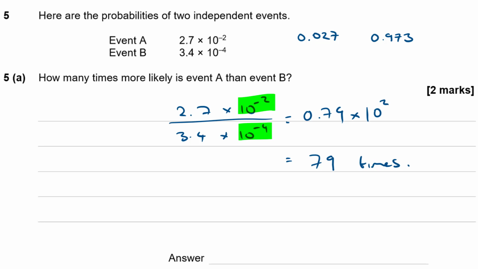And then 3.4 times 10 to the minus 4 is going to be 0.00034. That's the probability that it happens. So the probability that it doesn't happen is going to be 1 minus that. So that's going to be 0.99966, isn't it? Okay, I might want to just double check that on the calculator, but I think that's right.